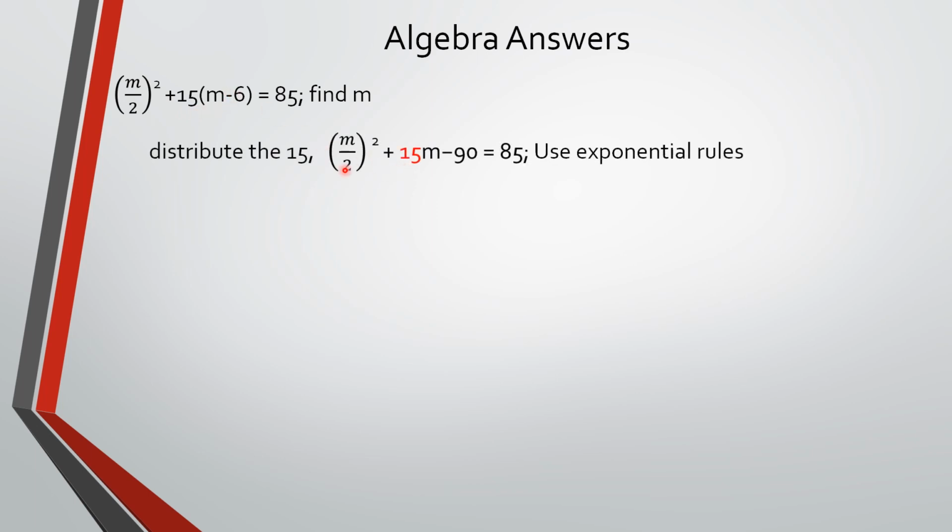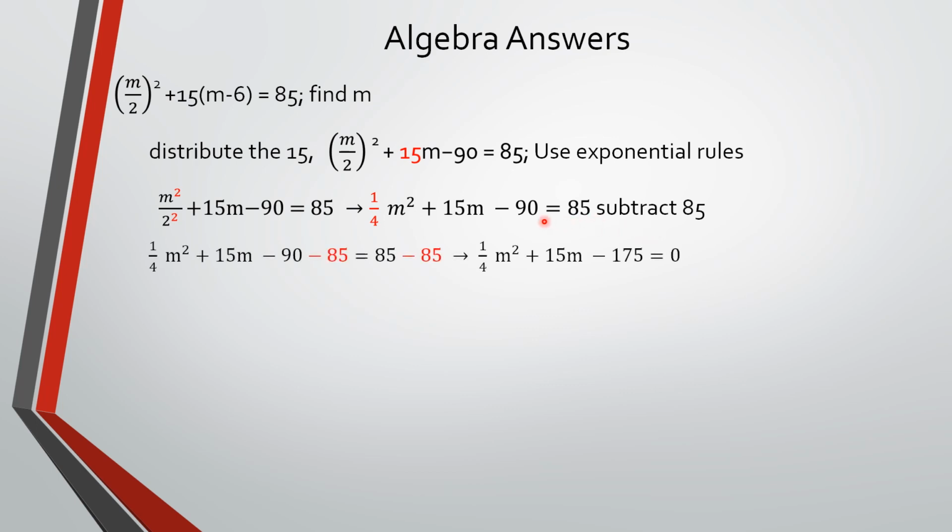We'll distribute the 15. So this is like multiplying 15 times m, and then 15 times negative 6, and that's negative 90. Then we'll use exponential rules, where we bring the 2 right here, and we can keep this m to the second, so we can pull this out as a fourth. So we have a fourth m to the second plus 15m minus 90 equals 85, and then we subtract 85 from both sides, so we get 0 on this side.